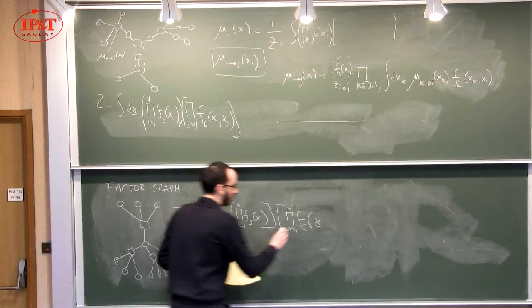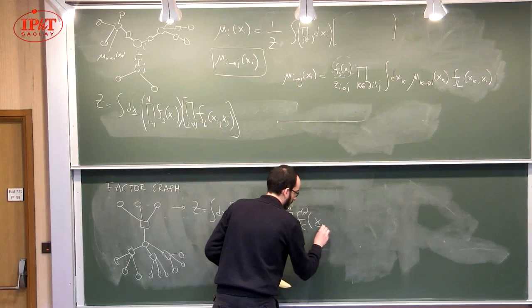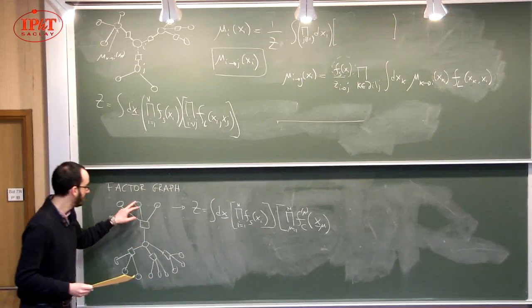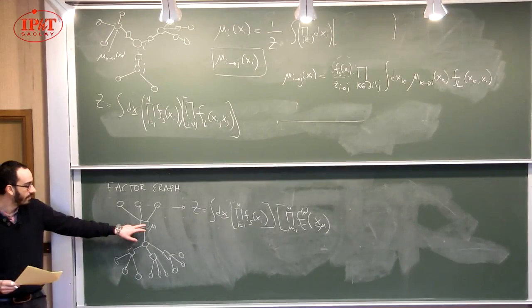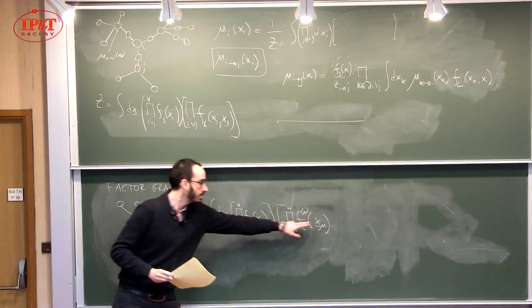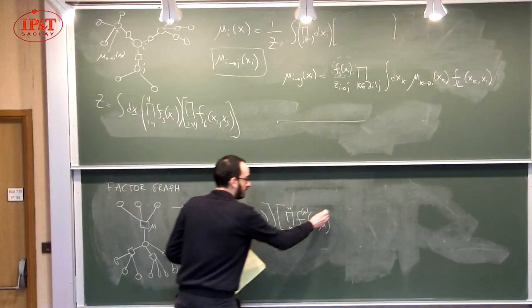So let me call this, in principle, mu. So x_mu is just the set of variables that enter in the constraint mu. Okay, if I call this constraint, this interaction term mu, then x_mu is just a set of variables that enter in this interaction.